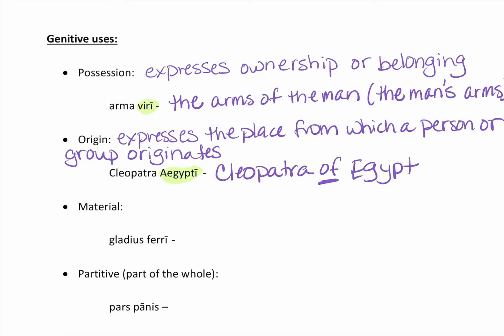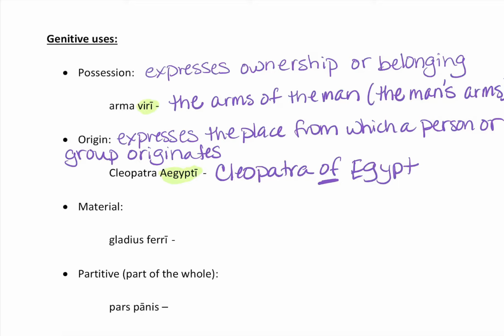Okay, whose arms are they? Of the man. They belong to the man. Where does Cleopatra come from? Where does she belong to? Egypt. Now, the genitive of material, that basically means from what did you make something?